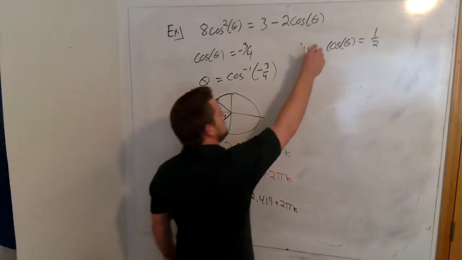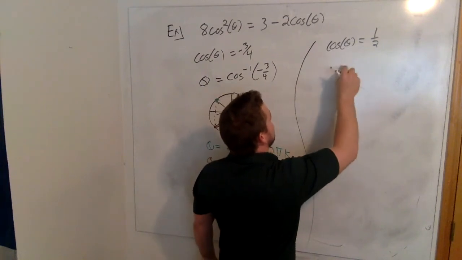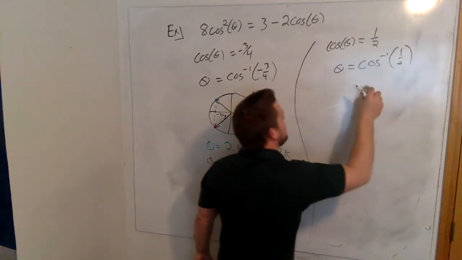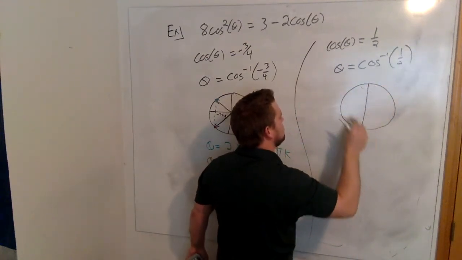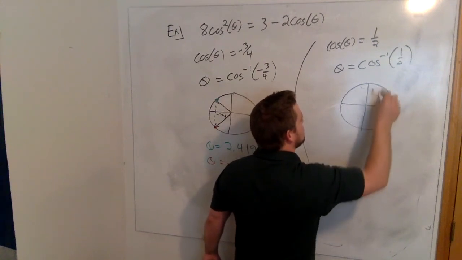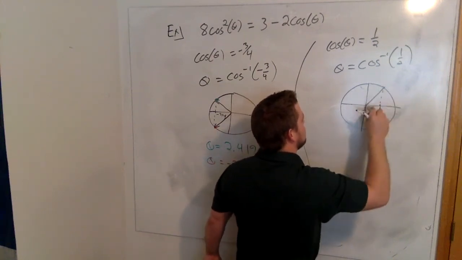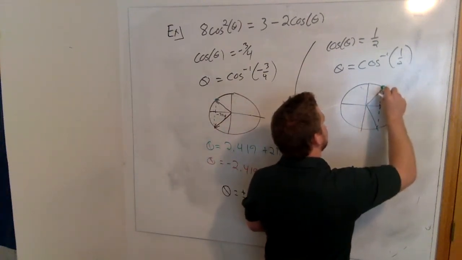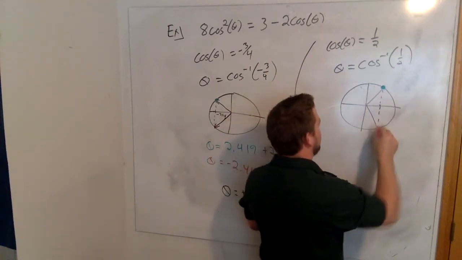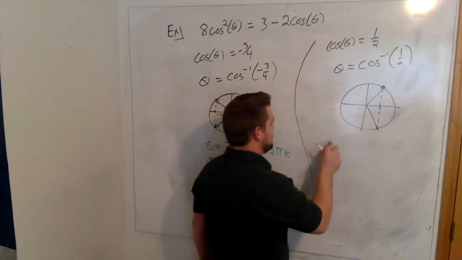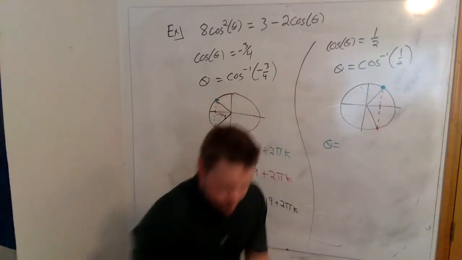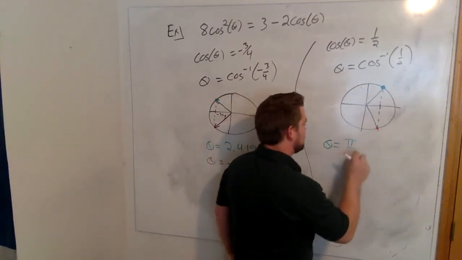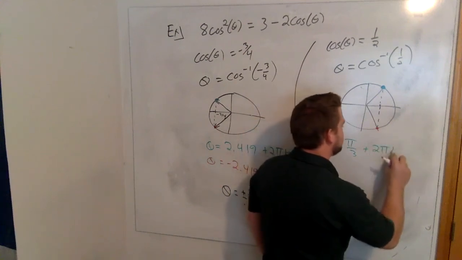We need to solve this one also. So we want to know when theta would be the cosine inverse of 1/2. Draw the unit circle. This is when the x-coordinate is 1/2. So we have these two angles here. Cosine inverse spits out angles between 0 and pi. So this is the one your calculator will tell you. This is one the calculator will not tell you. So theta could be equal to this angle here. If you want to use the hand trick, that's when the x-coordinate is 1/2, so that'll be at pi over 3. So pi over 3 plus 2 pi k.